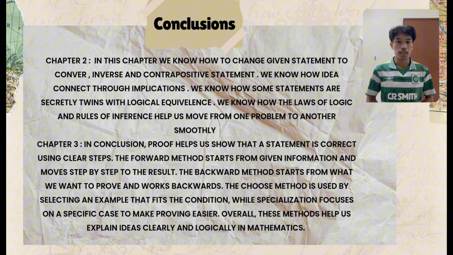For chapter 3, in conclusion, proofs help us show that a statement is correct using clear steps. The forward method starts from given information and moves step by step to the result. The backward method starts from what we want to prove and works backward. The choose method is used by selecting an example that fits the condition, while the specialization method focuses on a specific case to make proving easier. Overall, these methods help us explain ideas clearly and logically in mathematics.